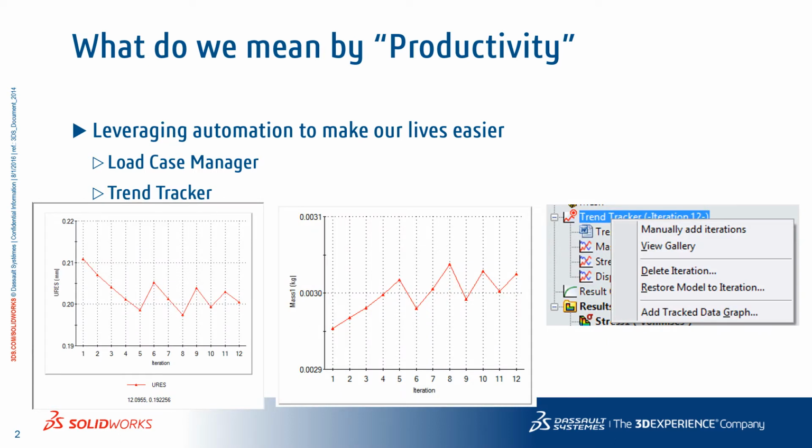Next, we're going to talk a little bit about Trend Tracker. Trend Tracker allows you to take a model and make changes to it geometrically, or to the material properties, and kind of monitor how those changes change things like factor of safety or displacement. You can always go back and run a Trend Tracker run to any of the previous iterations.